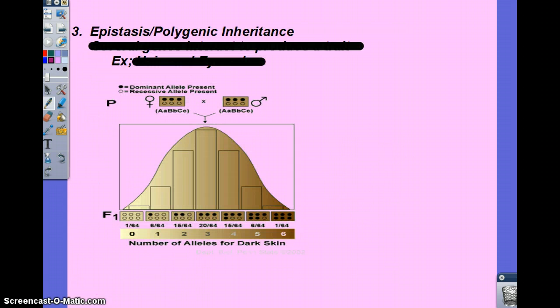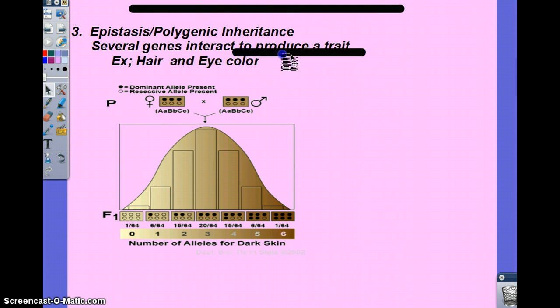So epistasis and polygenic mean the same thing. Let's dissect the word polygenic. Raise your hand if you could dissect it. Multiple genes responsible for one trait. Now you've got more than one gene. And I keep telling you this the whole time we were doing it. In humans, hair color, eye color, skin color, all are polygenic traits. They're inherited, and they are inherited with many genes responsible for the trait.